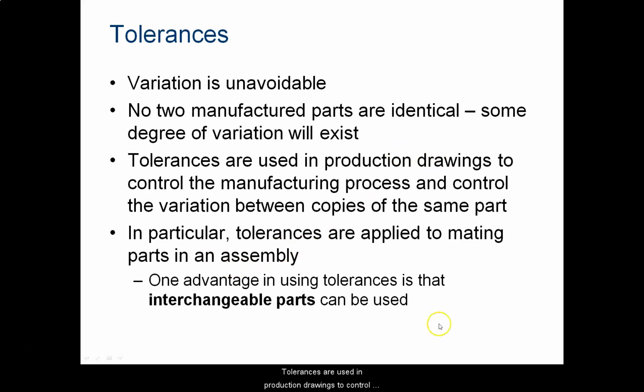Tolerances are used in production drawings to control the manufacturing process and to control variation between the copies of the same part. In particular, tolerances are applied to mating parts in an assembly so that you make sure one's not a little bit bigger and won't fit in the hole that it's supposed to fit in. So the parts are interchangeable.